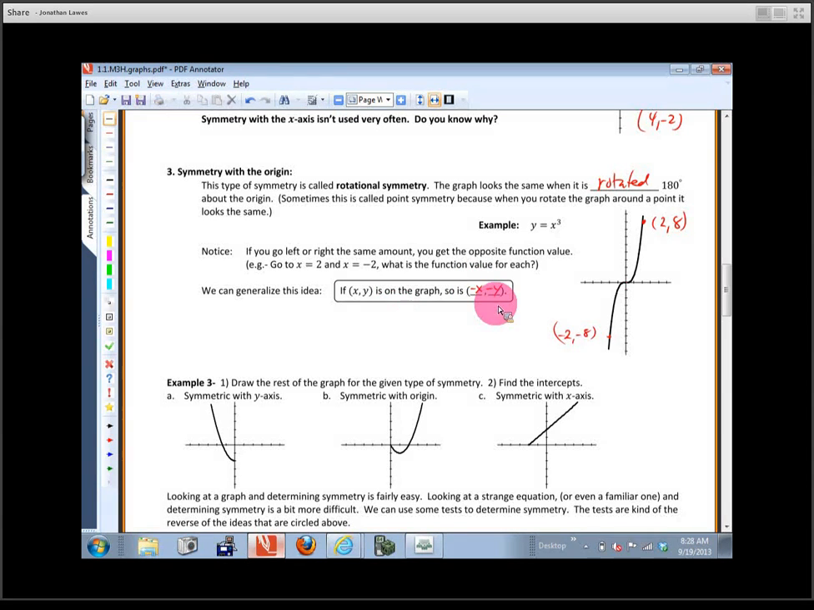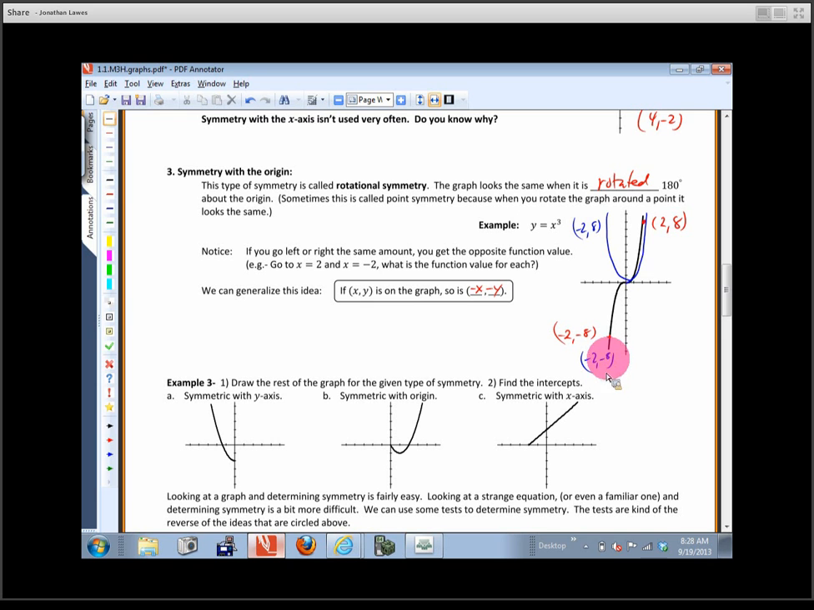Okay? Now, I want you to watch something here. What if I did this? What if I took this shape right here, and what if I reflected it across the y-axis, like this? This would be negative 2, 8, right? What if I then reflected it across the x-axis? What if I flipped it down here? It would be negative 2, negative 8.